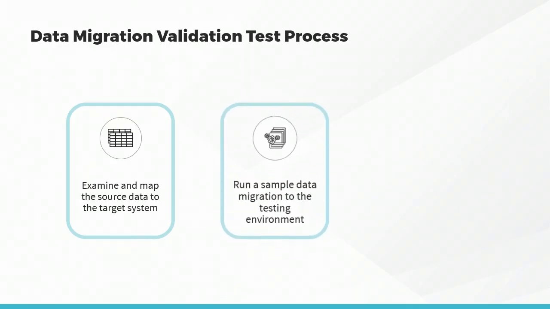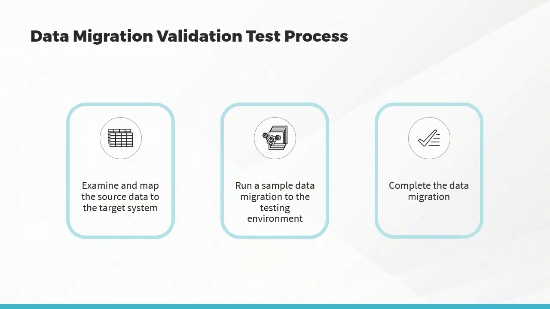And once I have this all defined, I need to then run a sample of data migration to the testing environment to make sure that my transformation is working properly. All of the use cases and edge cases that I can come up with to actually map this source data to the target system. Once this is ready and it's passed a small testing environment, then I can complete the data migration by running it all the way through.